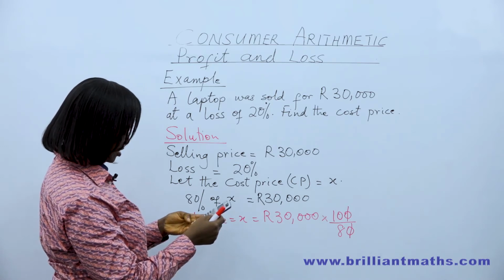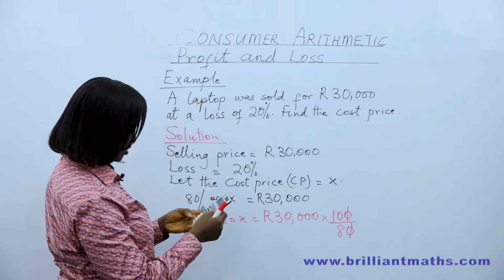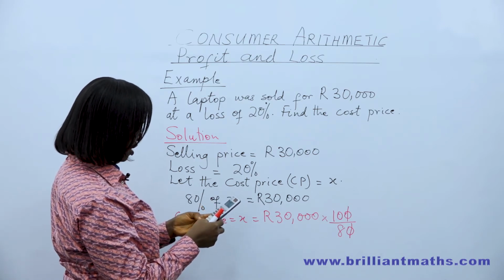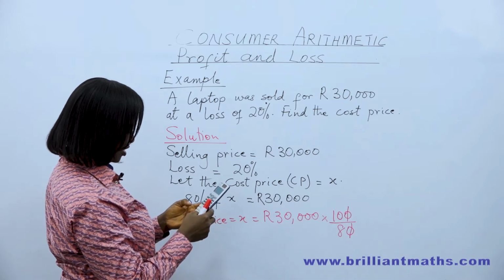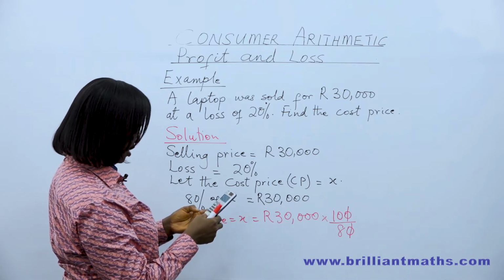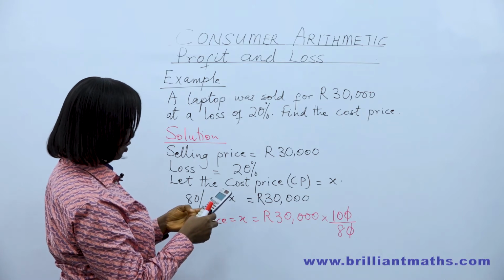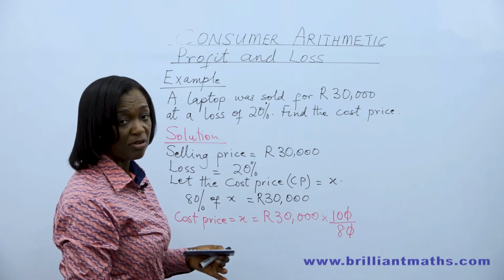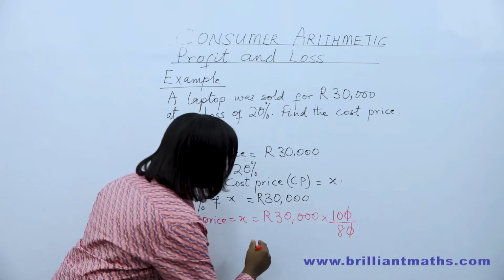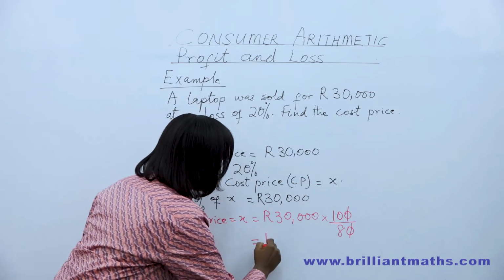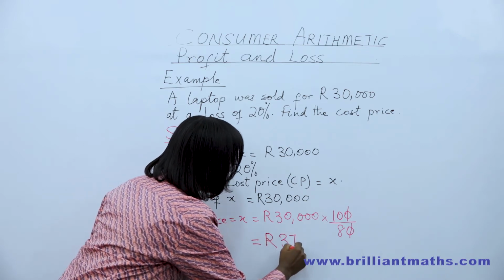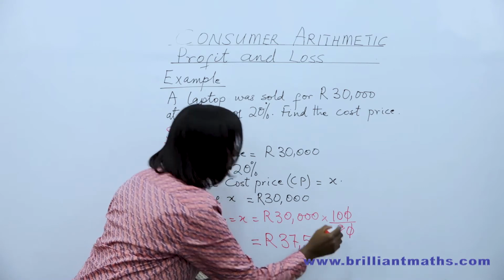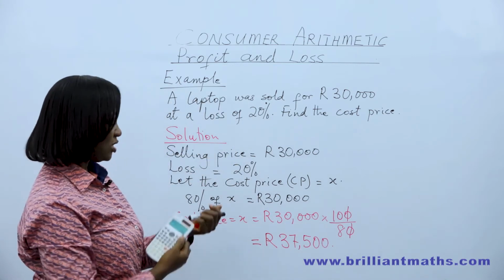30,000 times 100, and then we divide by 80. And what do we get? We get 37,500 Rand. So the laptop was bought for 37,500 Rand. That was the cost price.